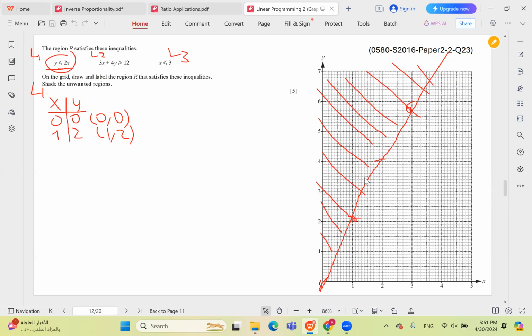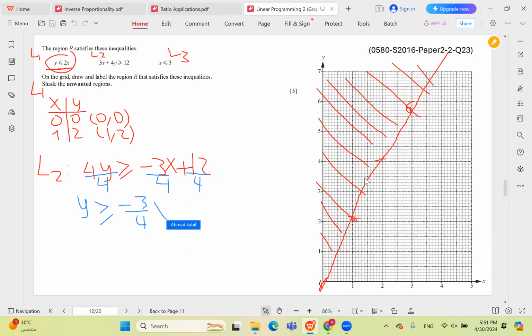For the L2, we need to first isolate the y. So we have 4y greater than or equal to negative 3x plus 12. And then divide everything by 4. So you get y greater than or equal to negative 3 over 4 x plus 3. Now create a table to draw the line. So first, always start with 0. If you put 0, you get y equals 3.